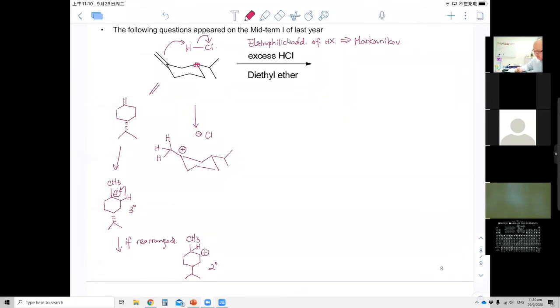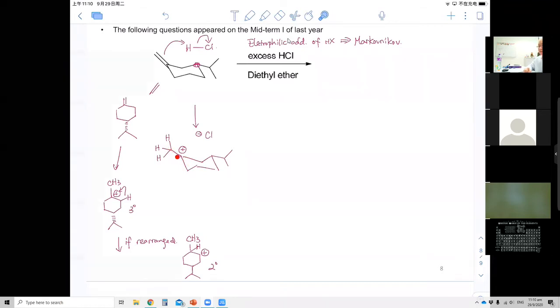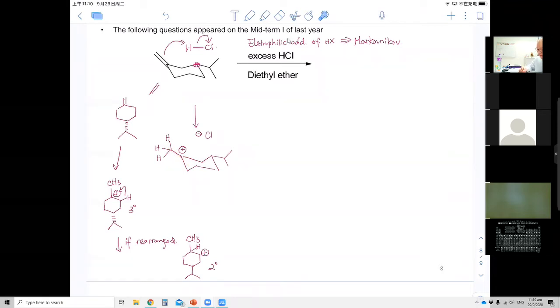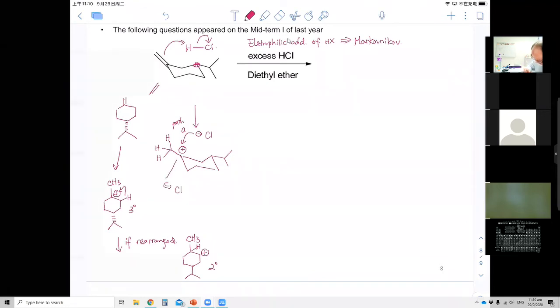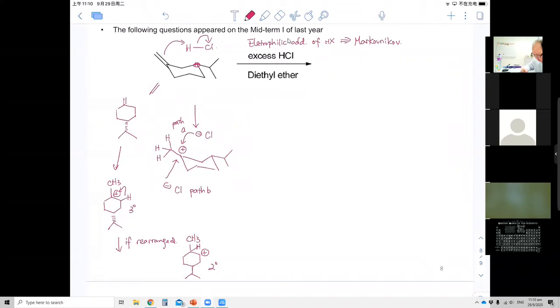Then another thing about this HX addition is the stereochemistry, all right? Because this carbocation here is a planar structure, you can understand that, right? So the chloride has 2 ways to add. One way is the chloride will add here, okay? On the top face, we say pathway A, path A, okay? Another way is that the chloride can add to the bottom face, okay? We can say this is path B, right? So let's see what product each way will afford. Okay, if it adds on the top face, so path A.